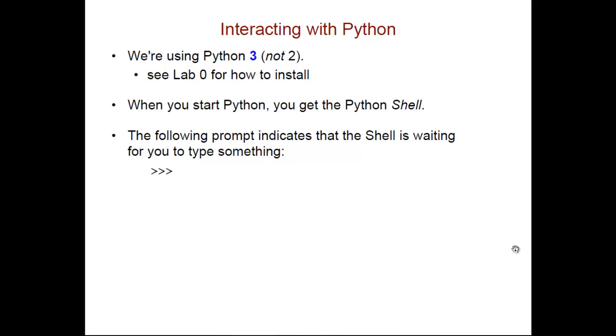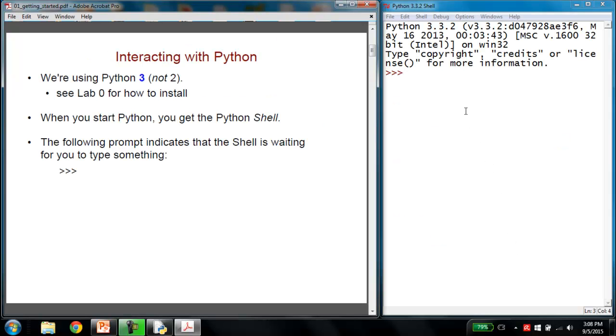Now once you have it installed, one way to use Python is to interact with the Python shell. And I've already opened up the shell here on my own machine. And you can see that there's this prompt that shows up. It contains 3 greater than symbols. And that's how Python indicates that it's waiting for you to type something in.